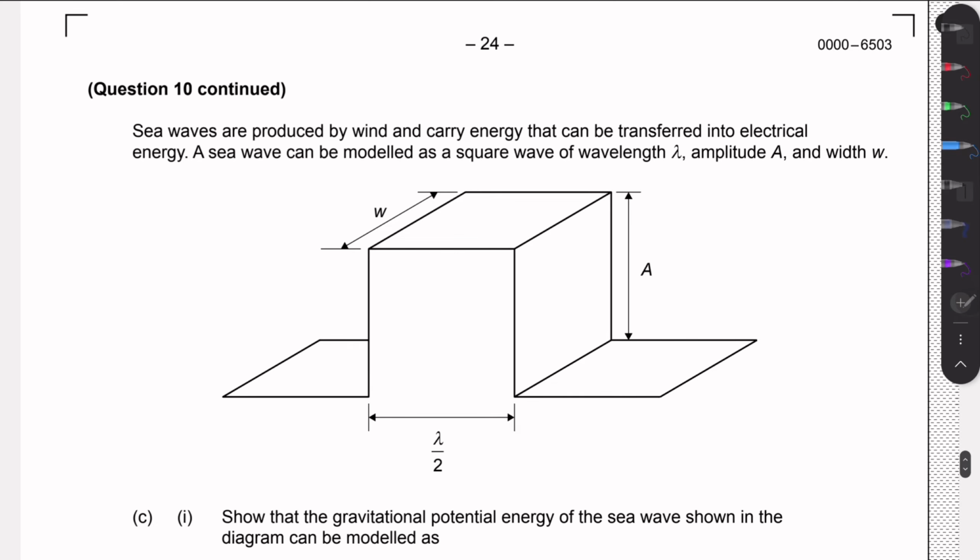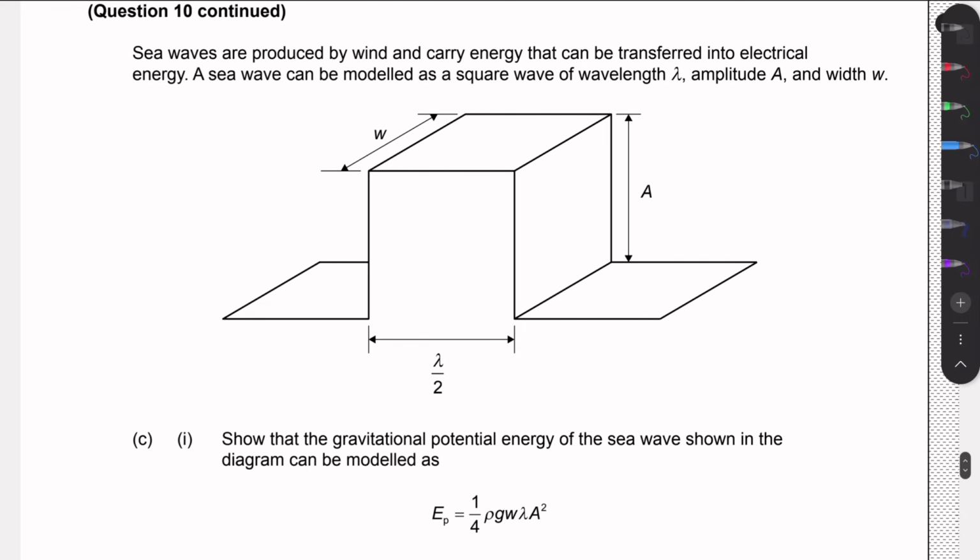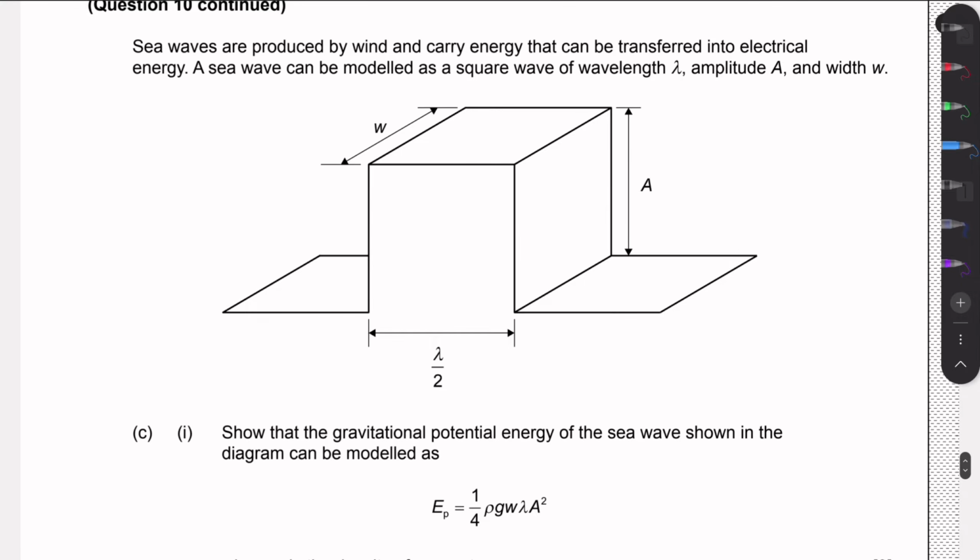And then now we move on to a different part of the question. So now we're going to look at sea waves. They're produced when wind carries energy, and it can be transferred into electrical energy. This is a model of a wave where it has a wavelength of lambda, but this is lambda over 2. It has an amplitude of A and a width of W.